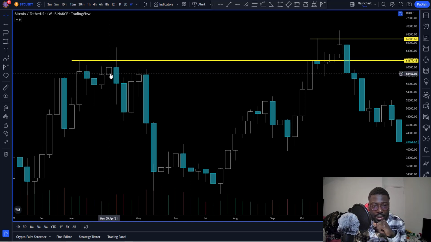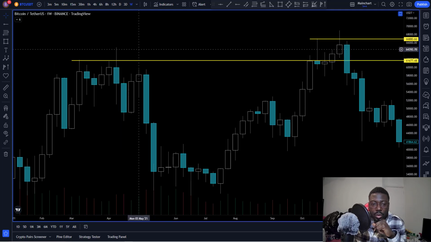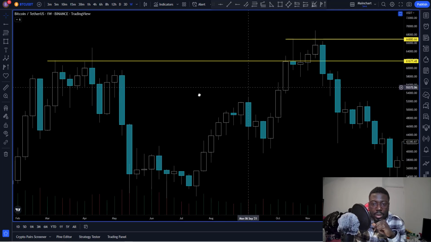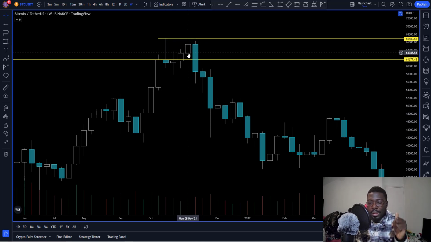As we took out this high, market closed below this particular high, which has made this a swing failure pattern. That's a good opportunity for you to get in on the short right here. Another place we have it was this all-time high, Bitcoin all-time high. Market came back, took out this high, and closed the weekly below it. That is another swing failure pattern.